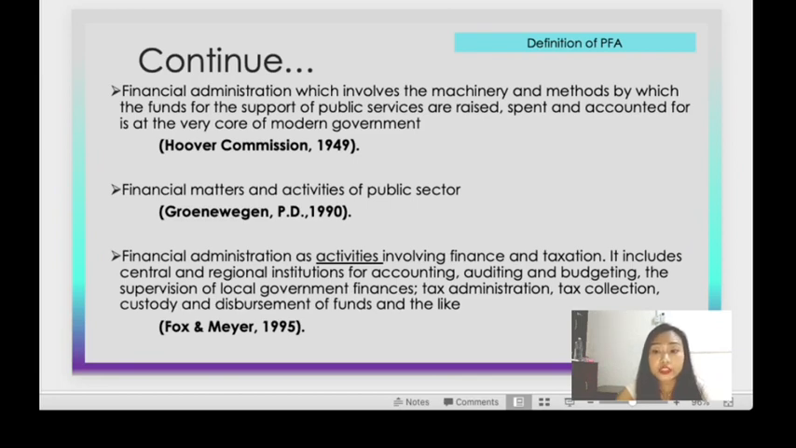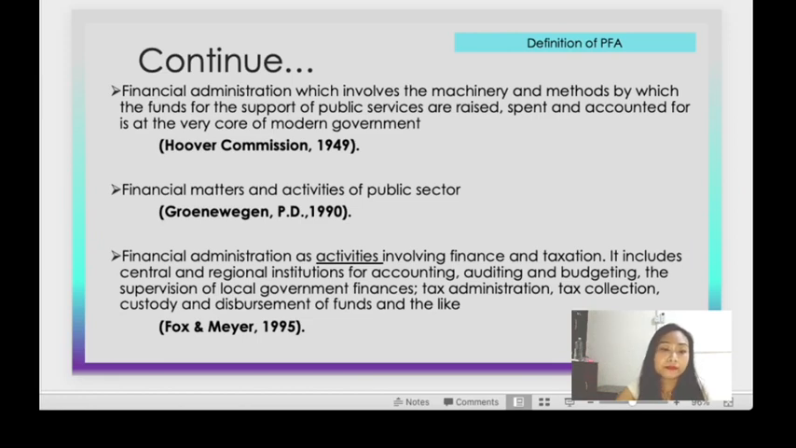Actually, all the components and all the activities related to PFA will be discussed later. It's under the component subtopic. Okay, so you have to remember what Fox and Meyer said, 1995. PFA is about activities involving finance and other components in PFA. Okay, remember that.